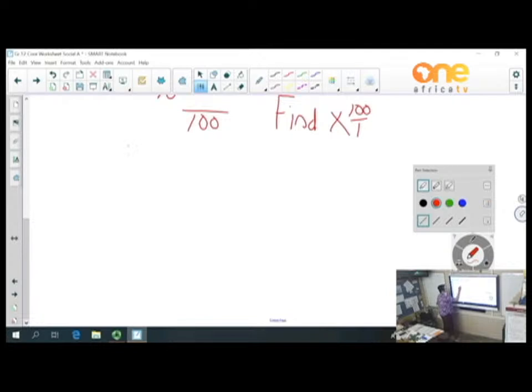The next one is proportion. We get direct and indirect proportion. So direct proportion, the graph looks like this. The more you buy, the more you pay. So to get your constant, it is y over x.